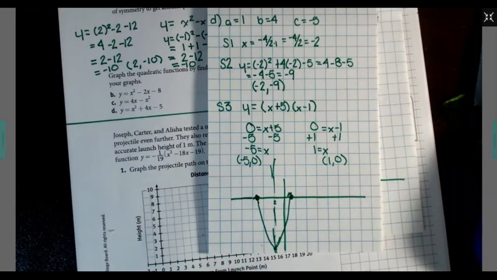Take a moment to get this copied down and marked up. There is a debriefing question on the next slide. Go ahead and take a look at that.